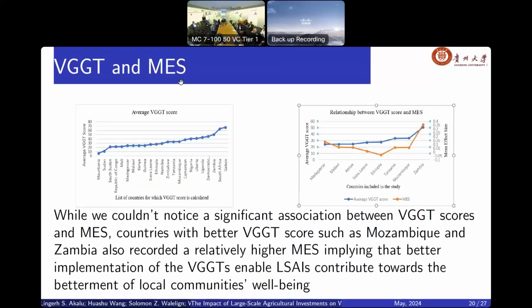So this one shows the VGGT results, and we try to map this result with the mean effect size. So actually, there is no meaningful relationship between them. However, we can say that there are some countries with higher performance in VGGT and higher mean effect size.